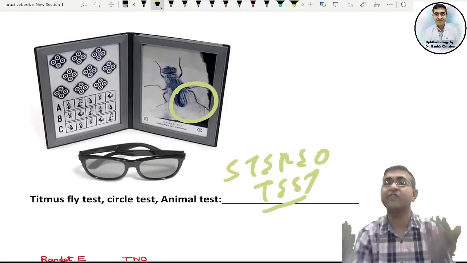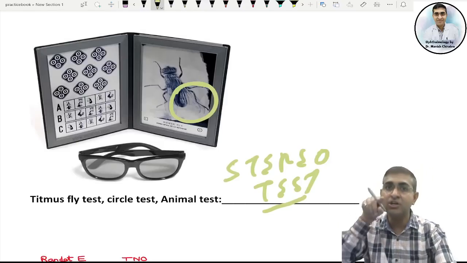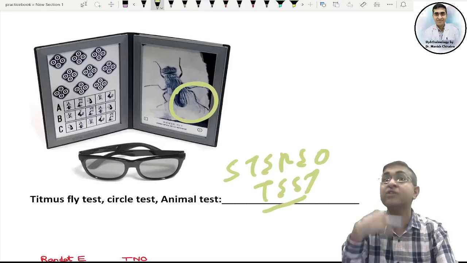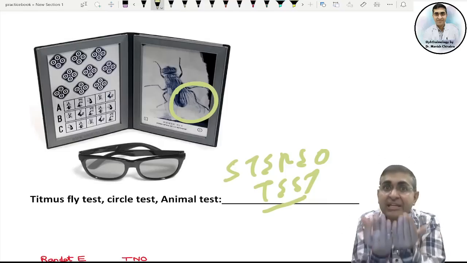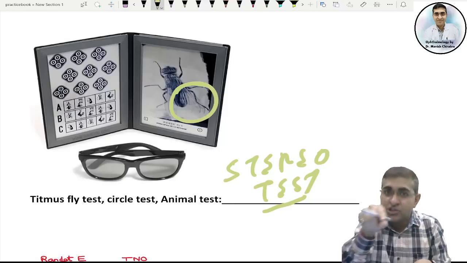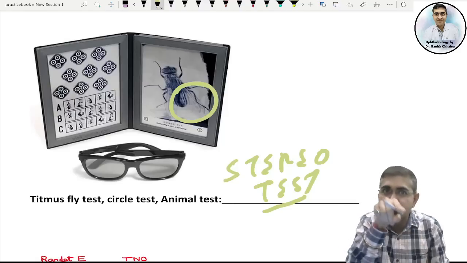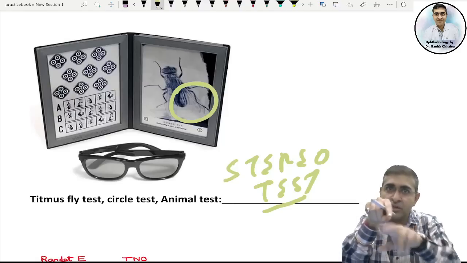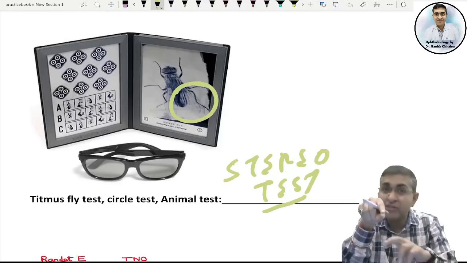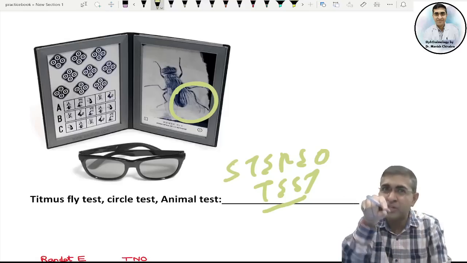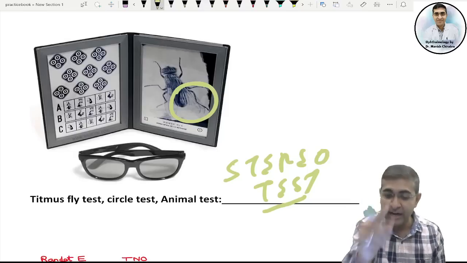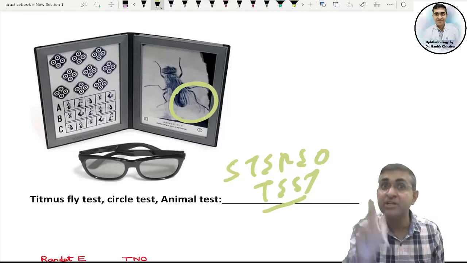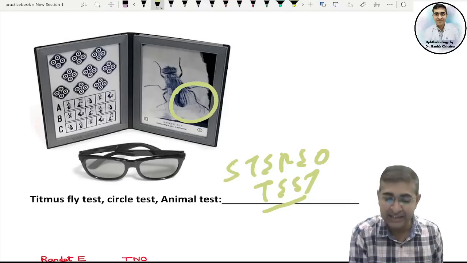You give a fly image to the patient and the patient will try to touch the wings of the fly. If the three-dimensional vision is there, the wings will appear to be slightly above the base of the card. So the patient will keep on hovering his finger just above the card, while if the patient's three-dimensional vision is absent, the patient is actually going to touch the wings of the fly. So that is your Titmus fly test. This is also a previous year image asked in the INICET exam.